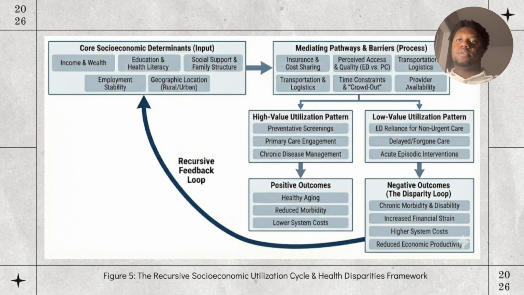One of the biggest takeaways from our research is what we call the recursive utilization cycle. Think of this as a loop that is very hard to break. It starts with the basic factors like a person's income or education. These factors go through filters like whether a person has a car or they trust their doctor, and these filters push patients into 2 different paths. One path is high value, where people get their regular checkups and stay healthy. The other path is low value, where people wait until they are in crisis and have to go to the emergency room. This loop is recursive because an ER visit is very expensive and can lead to missing work, which makes the person even poorer, pushing them right back to the start.